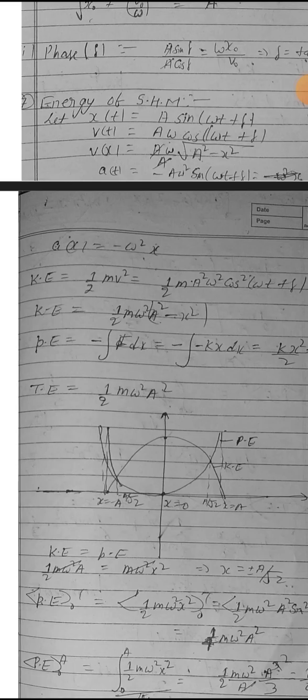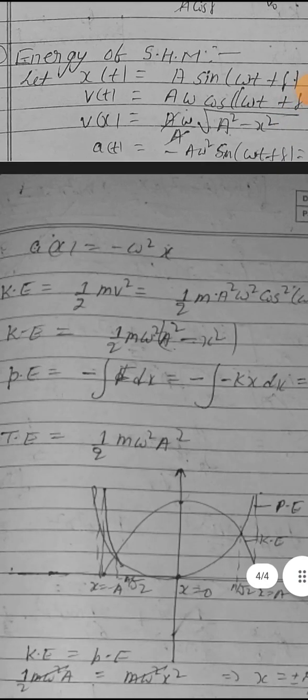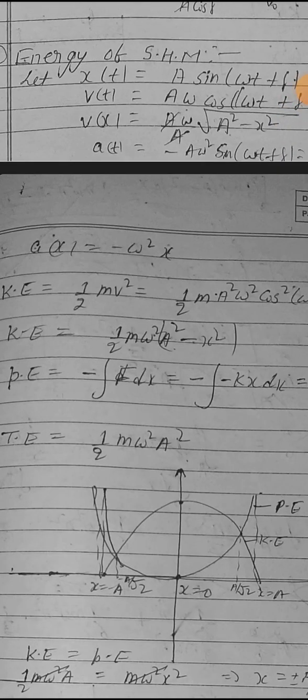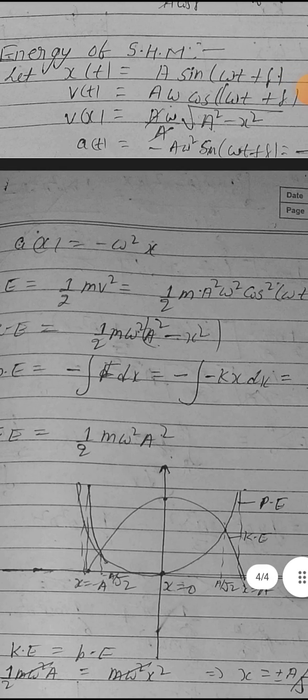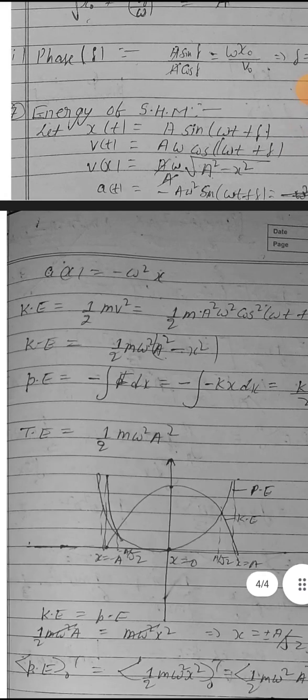Now what about kinetic energy? The formula of kinetic energy is half m v square. So in place of v square you can definitely write omega square into a square minus x square, which we have got just above. So the kinetic energy of the SHM would be, remember, equal to half m omega square into a square minus x square.